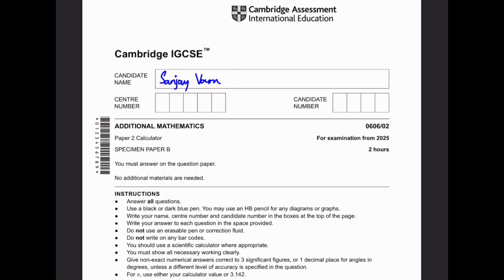This time I'll be doing Cambridge IGCSE Add Maths paper 2, which is the one where you can use a calculator, specimen paper B for exams from 2025. You can give non-exact answers to 3 significant figures, or 1 decimal place in angles, unless something else is given in the question. And for pi you can use the calculator value, and I'm going to be using the calculator value.